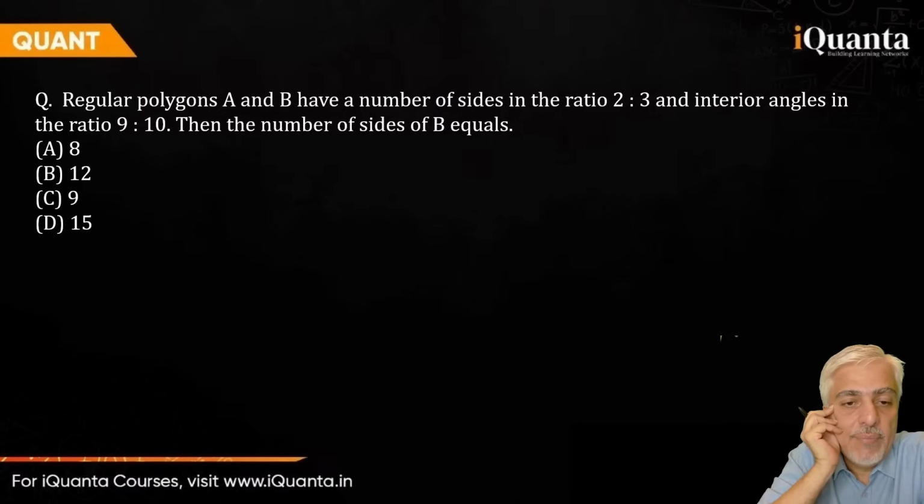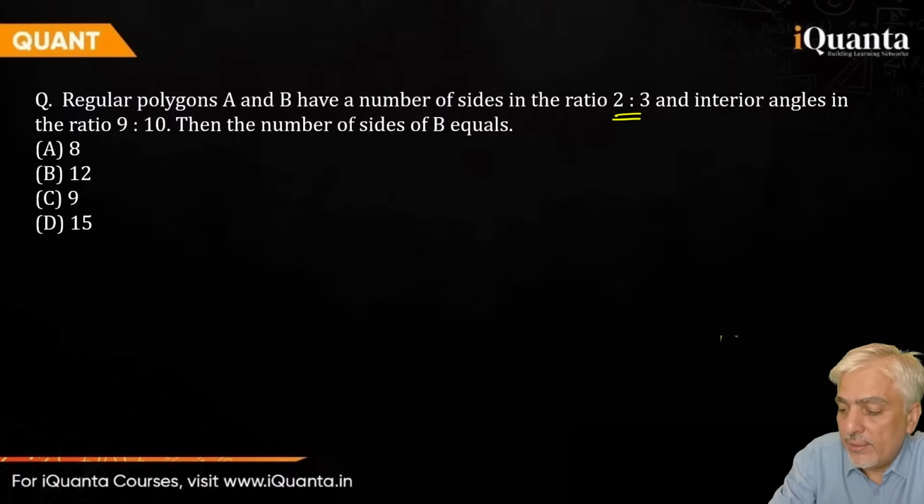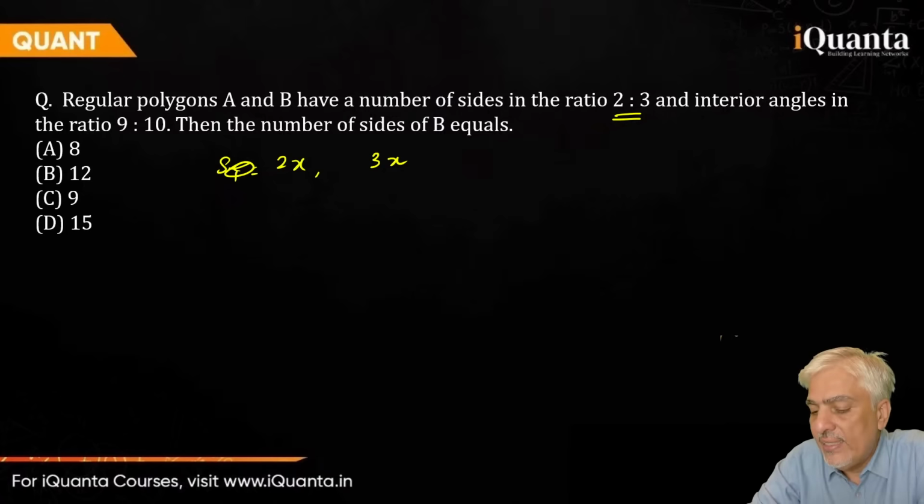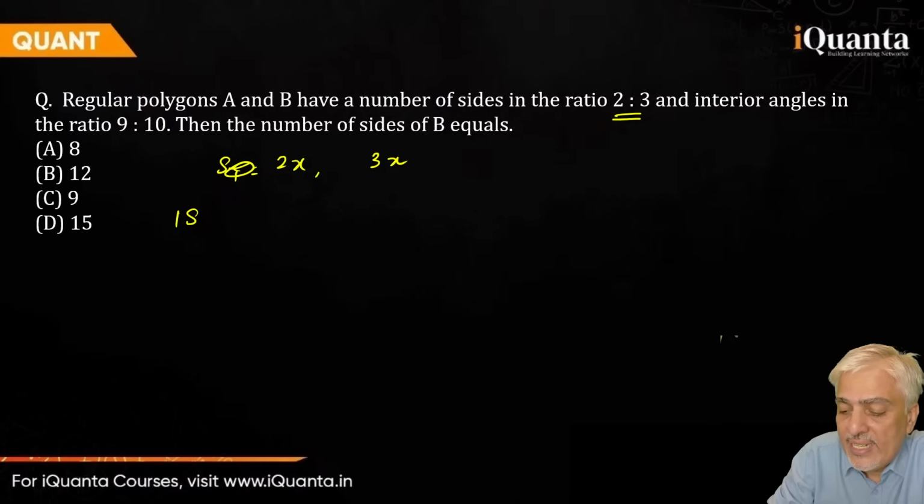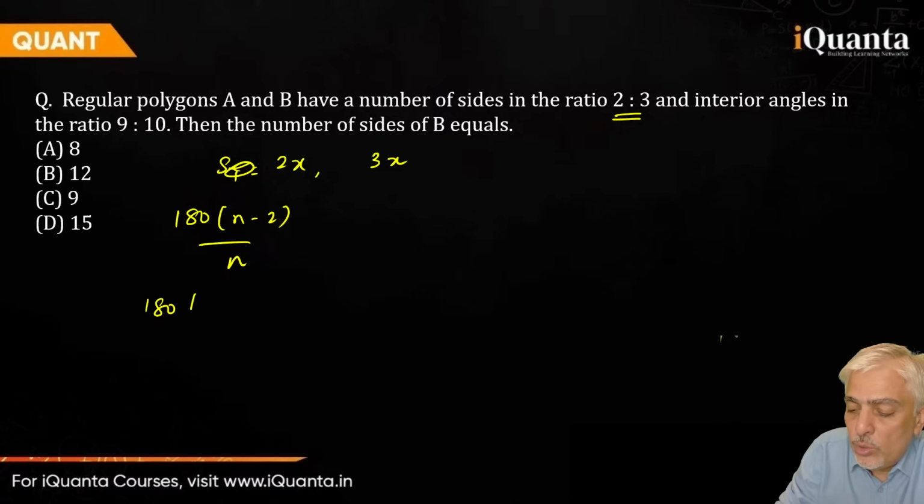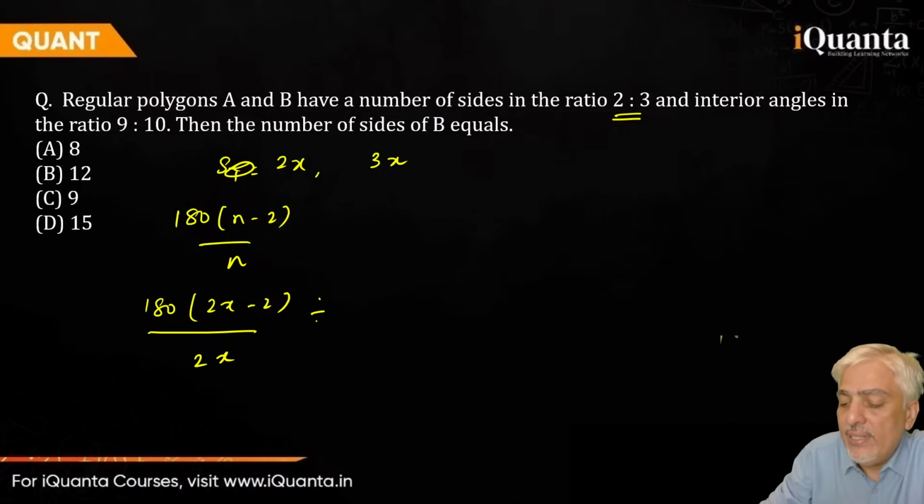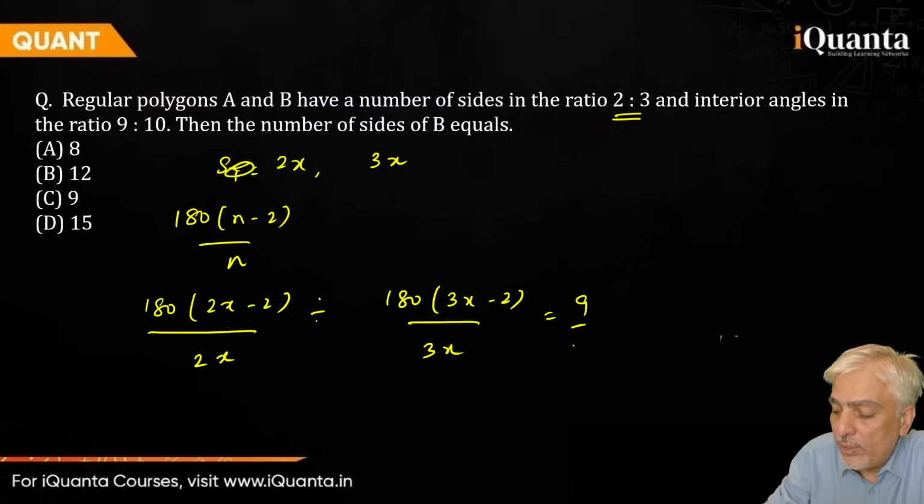Regular polygons A and B have number of sides in the ratio 2:3. So let the first polygon have 2x sides and let the second polygon have 3x sides. We'll use the interior angle formula, each interior angle: 180 into n minus 2 upon n. So 180 into 2x minus 2 upon 2x divided by 180 into 3x minus 2 upon 3x is 9 upon 10.